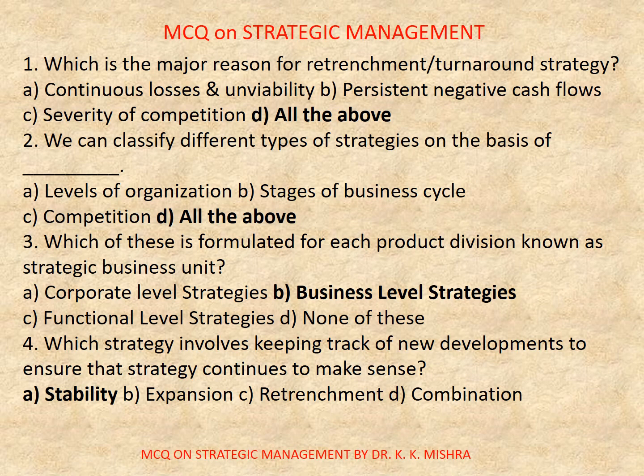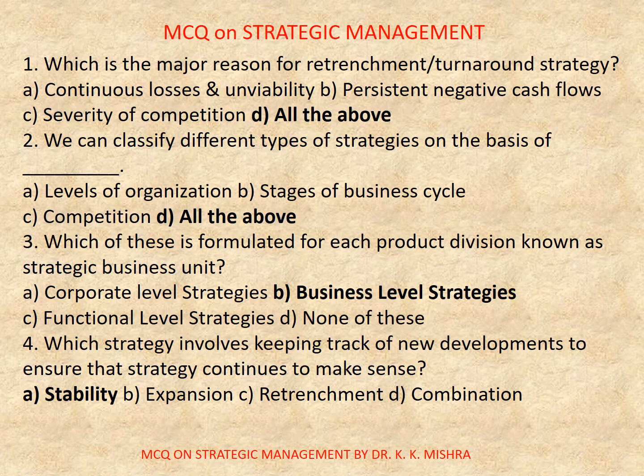Question number 1. Which is the major reason for retrenchment or turnaround strategy? A. Continuous losses and unviability. B. Persistent negative cash flow. C. Severity of competition. D. All of the above. Correct option is D. All of the above.